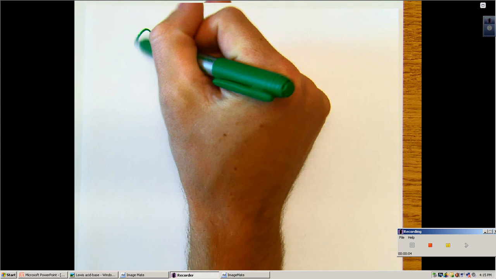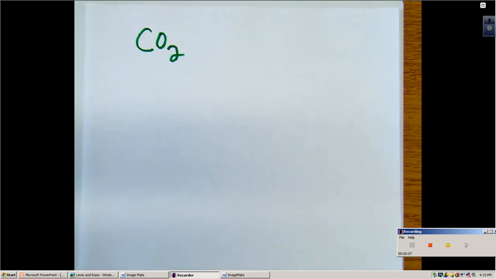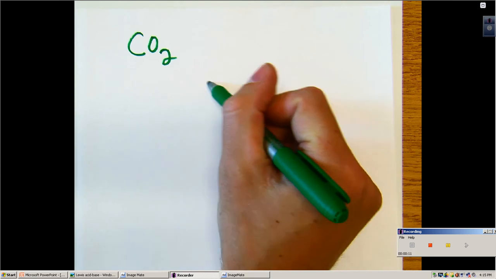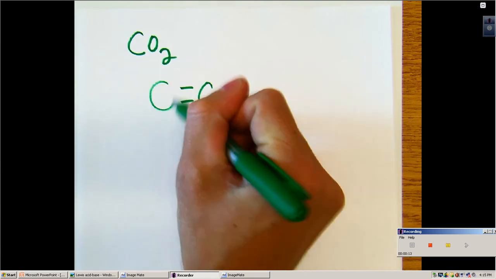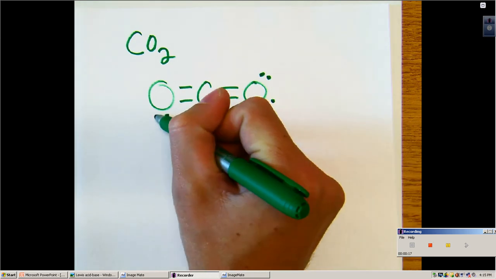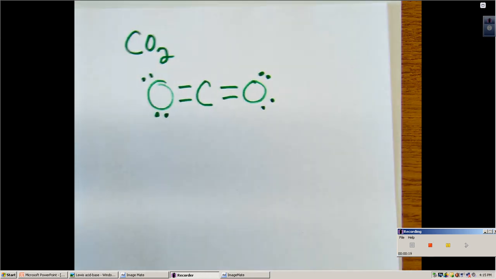Let's look at what's going to happen when we've got CO2, carbon dioxide. And we'll get a review on molecular shapes, but for now we're going to remember that carbon dioxide is double bonded to some oxygens, with those oxygens having lone pairs of electrons.